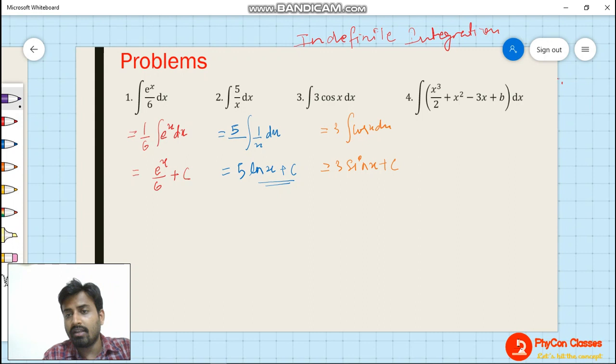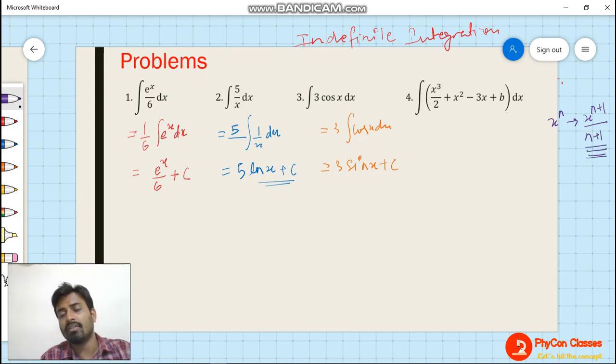The next one is integration of x cube. For integration, the formula is x to the power n plus 1 divided by n plus 1. This you remember. You see the chart. It's like this only. So here I can write the integration divided into each and every term. That is integration of x cube by 2 plus integration of x square minus integration of 3x plus integration of b. Clear? And dx will be with all the terms.